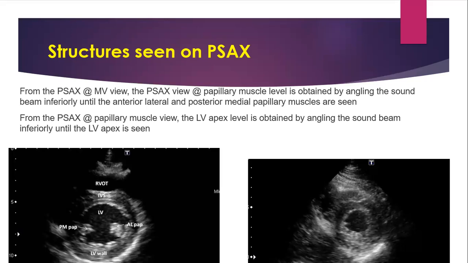Remember, from this parasternal short axis, there is the M-mode view, the motion view. You see the papillary muscles by angling the sound beam inferiorly until you get the lateral and posteromedial papillary muscles. So you can see the posterior and anterior papillary muscles, the left ventricular outflow, the interventricular septum, the left ventricle and the left ventricular wall. That is how it looks when you are checking on this valve.